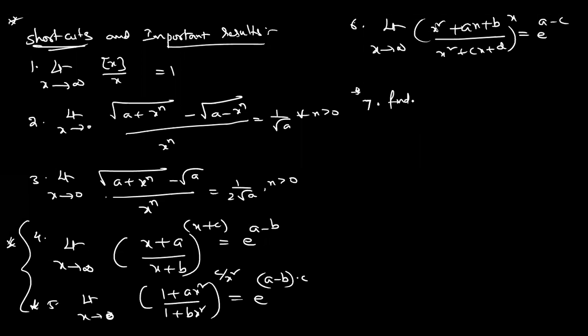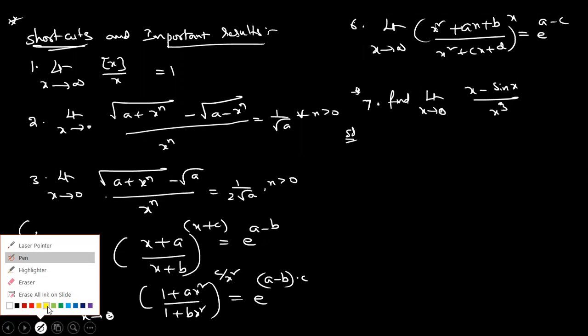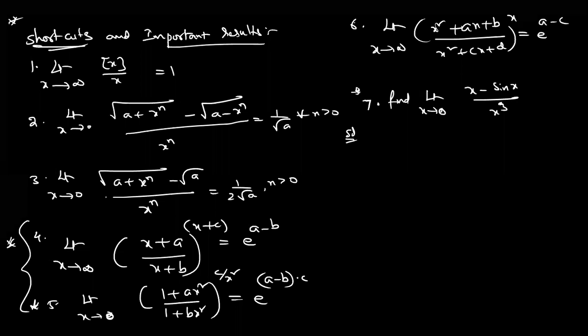Dear students, find limit x tends to 0 of (x minus sin x)/x³. How to solve this model? Excellent model, this one. There are many methods, but I'm using it directly. Put x = 0, what is your answer? Anyone? Put x = 0, what is your answer?